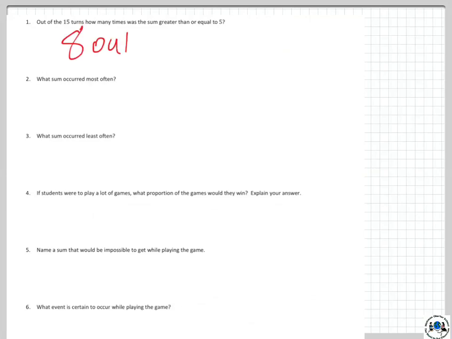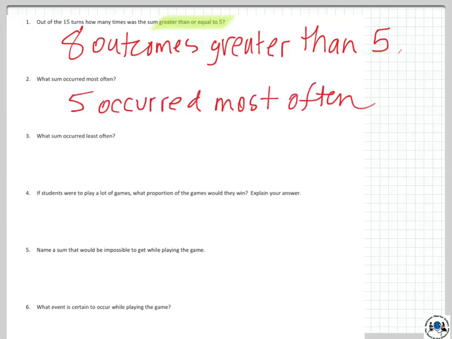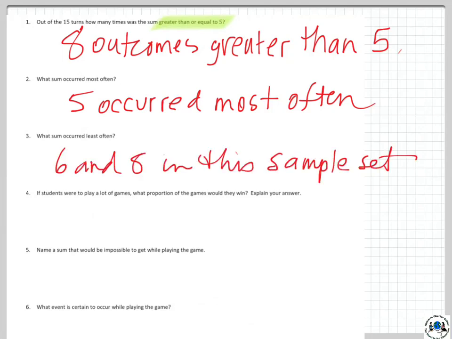Out of the, let's see here, greater than 5. Okay, so out of the 15 turns, how many times was the sum greater than or equal to 5? Oh gosh, I was talking about it being equal to before, but anyway, greater than or equal to, that was the aim. In my case, 8 outcomes were greater than or equal to 5. What sum occurred most often? The truth was that 5 occurred most often in my data set. And what sum occurred least often? 6 and 8 in this sample set.